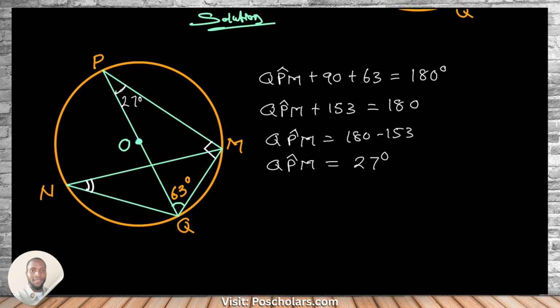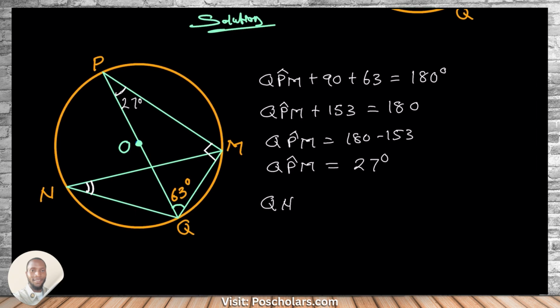Now we can use a theorem called angle in the same segment. This angle and this angle are in the same segment. How do we know? They must share the same chord. This is a chord. So this angle is associated with this chord, while this angle too is still associated with this same chord. Therefore, if this angle is 27 degrees, this angle will also be what? 27 degrees. So finally, I can say that angle QNM is equal to 27 degrees, and that's the final answer.